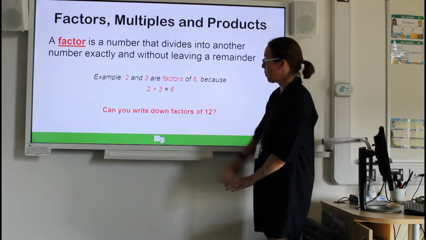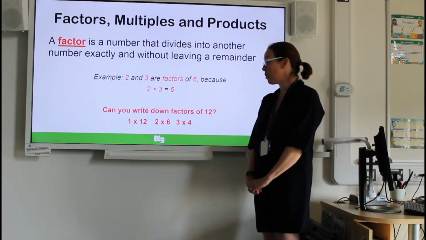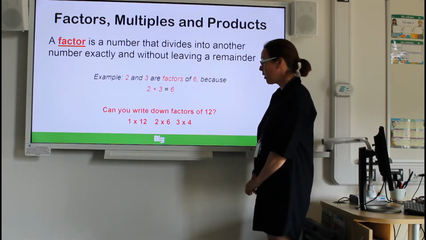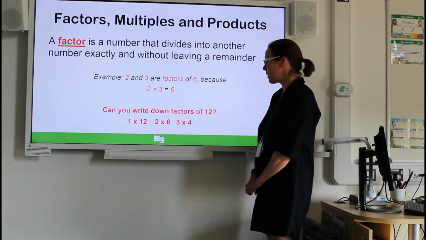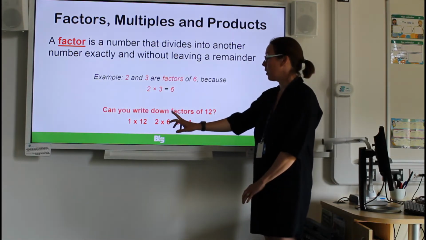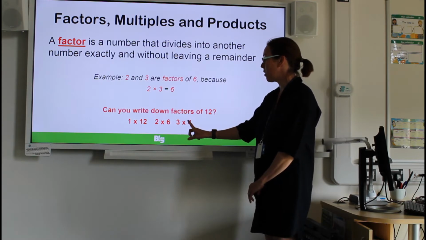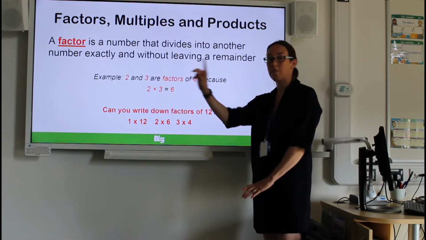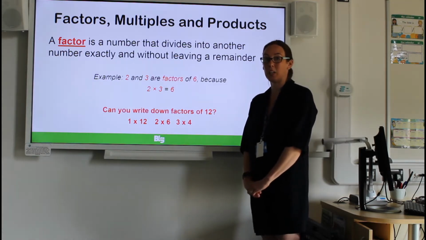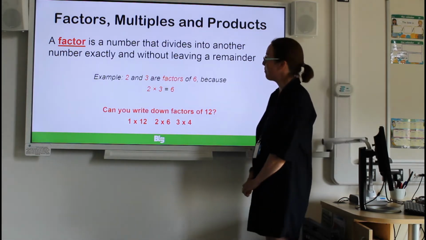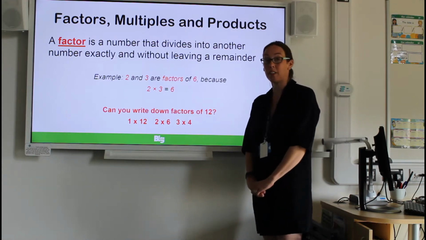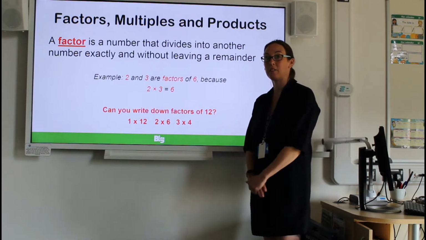Okay, let's see what you came up with. So you could have written down 1 multiplied by 12, 2 multiplied by 6, and 3 multiplied by 4. So 1, 12, 2, 6, 3 and 4 are all factors of 12 because they all divide into 12 equally. Okay. You might want to have a go and try to find factors of other numbers. You can do that at the end of this video.